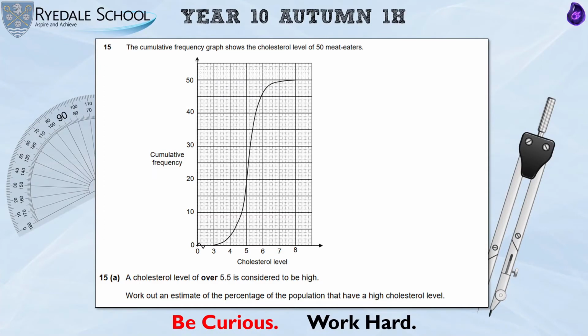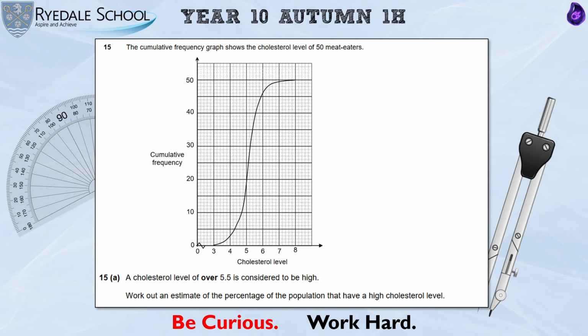So, question 15 is a cumulative frequency graph, and it says the cumulative frequency graph shows the cholesterol level of 50 meat eaters. And part A: a cholesterol level over 5.5 is considered high. Work out an estimate of the percentage of the population that have a high cholesterol level.